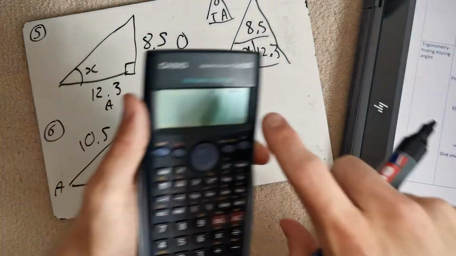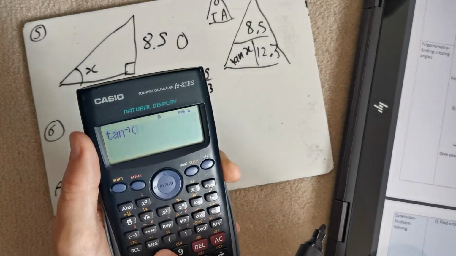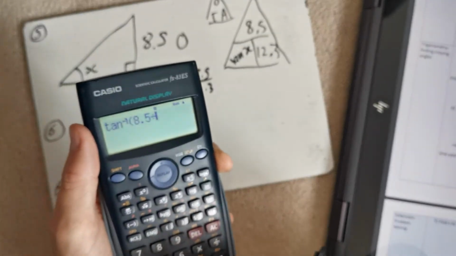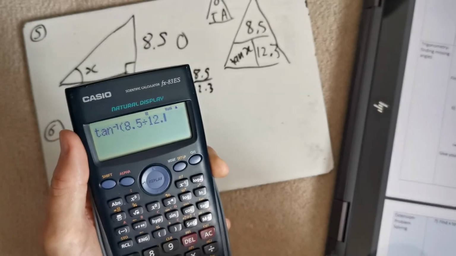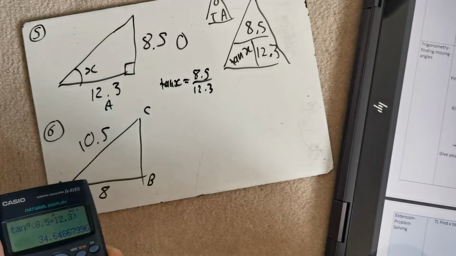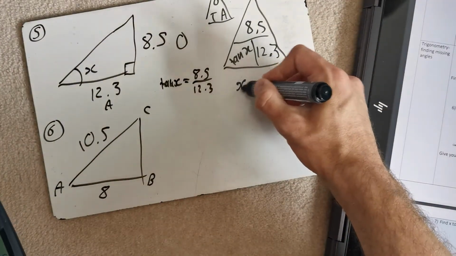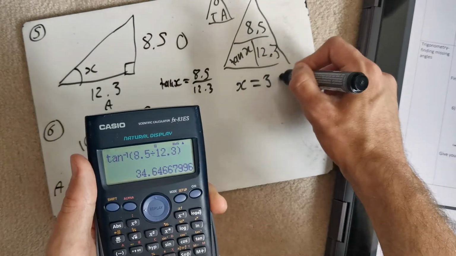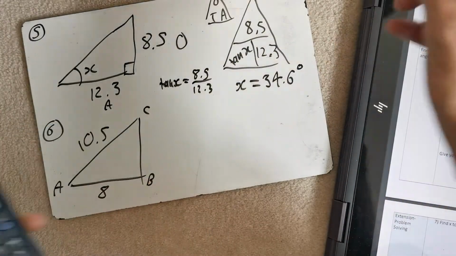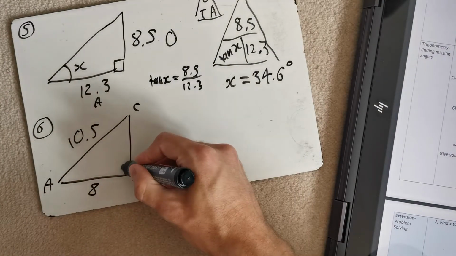Okay, right. So this means tan x will equal 8.5 divided by 12.3. So in order to find out what x is, we've got to use shift tan of 8.5 divided by 12.3. Comes out as 34.6. What unit's that? Well, it's an angle, so it's degrees. So x is 34.6 degrees.